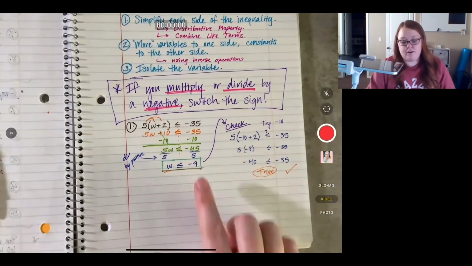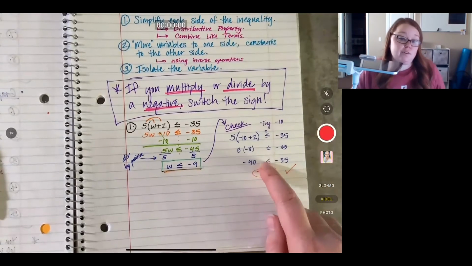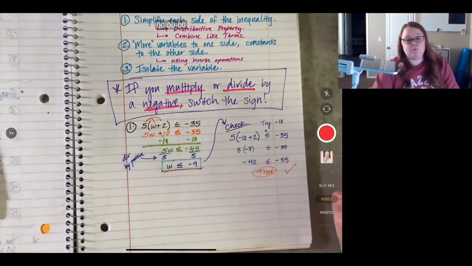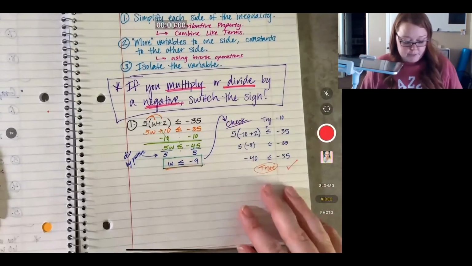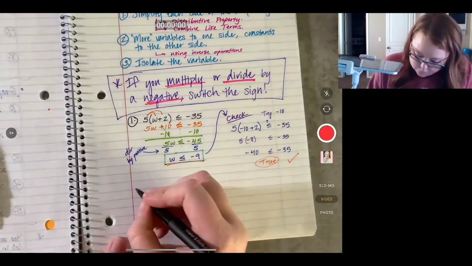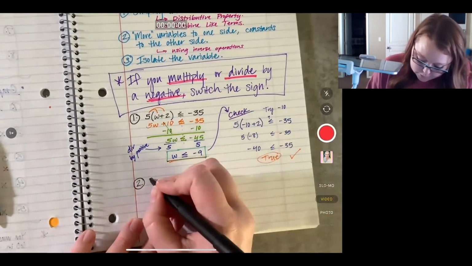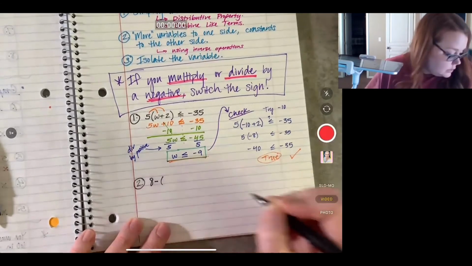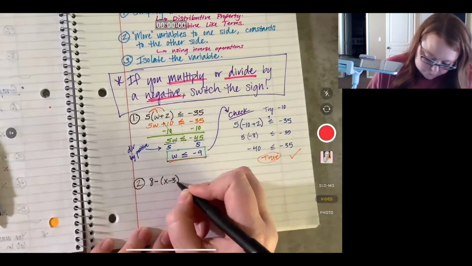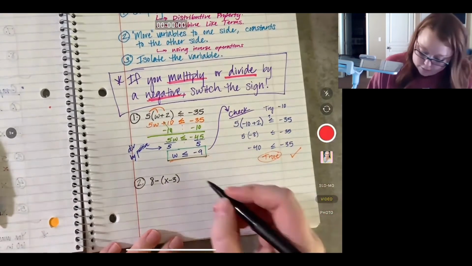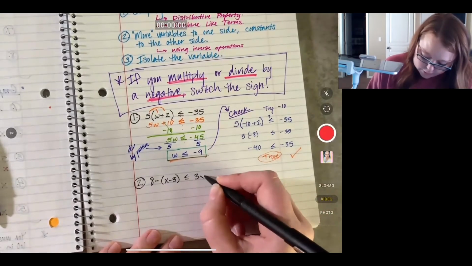Okay, if we had made a mistake and switched around that symbol, it would come out as negative 40 is greater than negative 35, and you would know that you had a mistake, because that wouldn't be true. Okay, but it is true. So let's try another one. Here's number 2. 8 minus parentheses. Inside your parentheses is x minus 3. Is less than or equal to 3x minus 5.